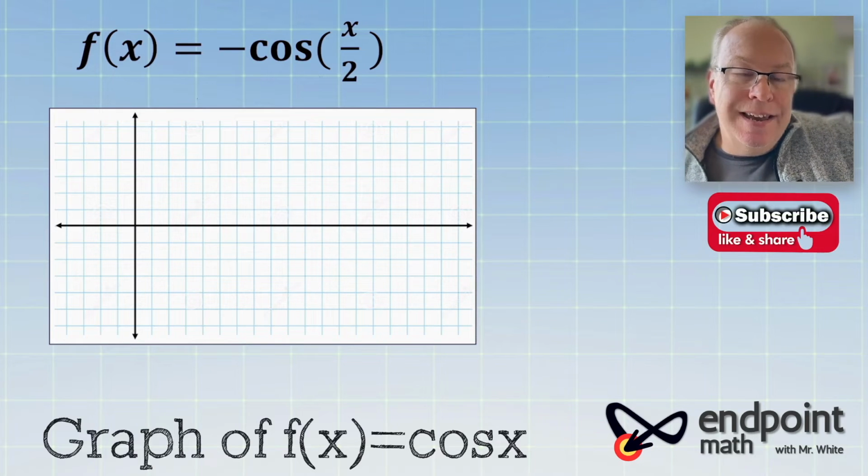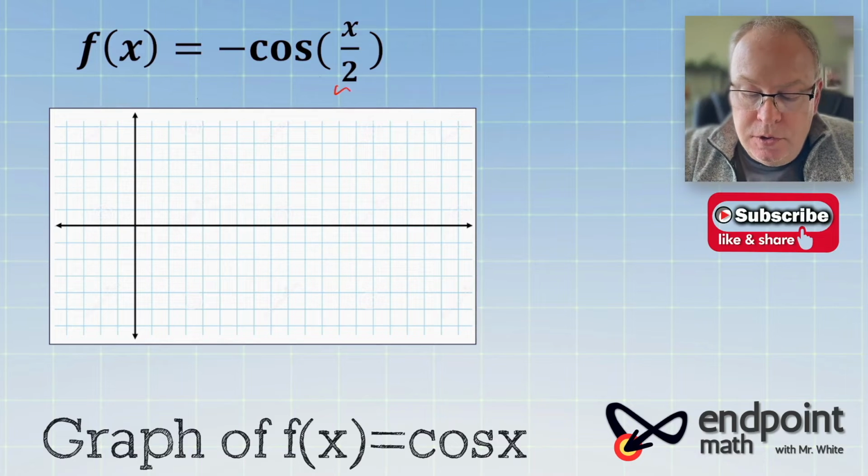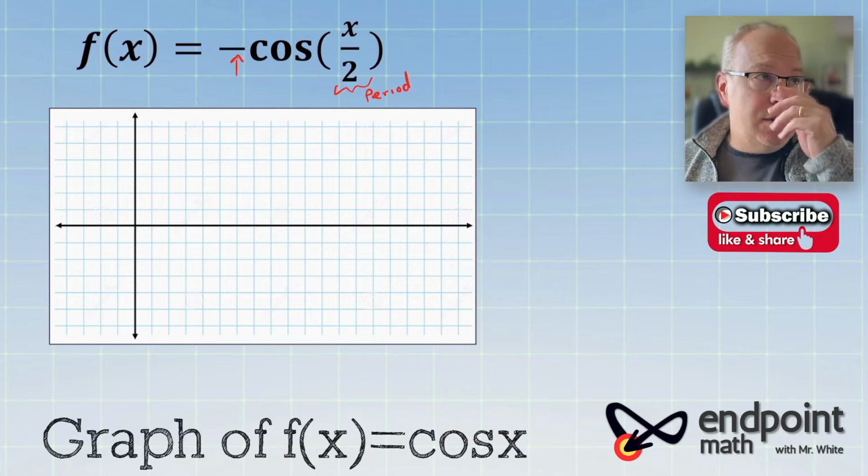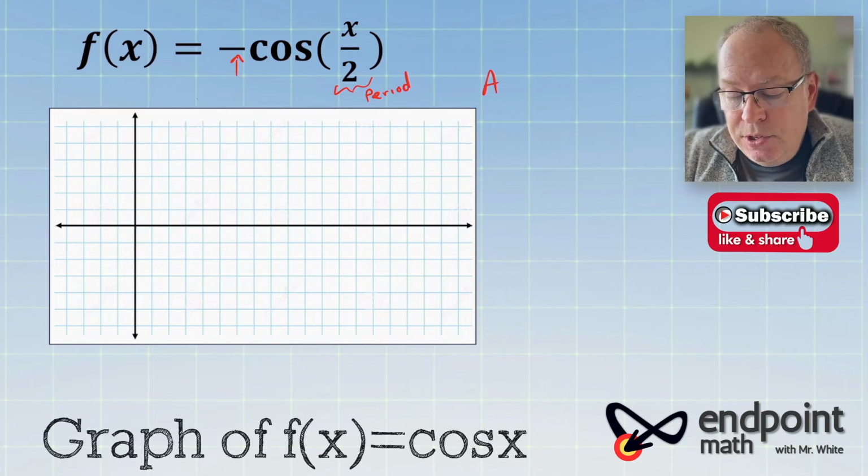All right, negative cosine x over 2. Uh-oh. So this is going to affect the period in here. And then what does the negative out front do? It doesn't change the amplitude. The amplitude is still 1.